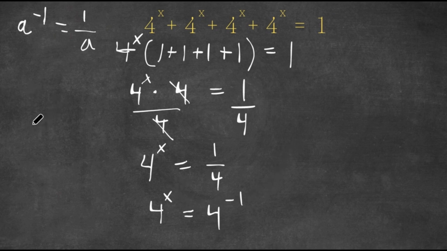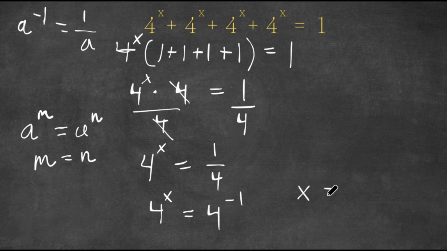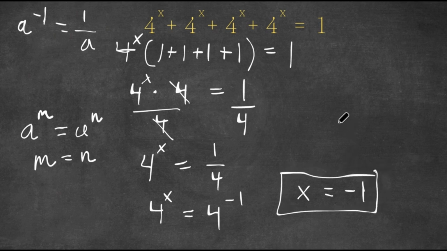And if I have something in the form a to the power of m is equal to a to the power of n, then this means that m is equal to n. So in this case, m is x and n is negative 1. So x is equal to negative 1. So negative 1 is our answer.